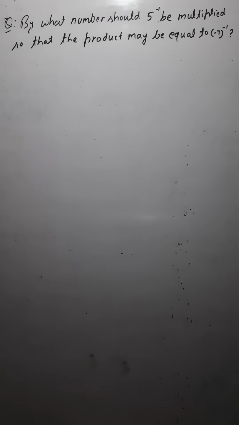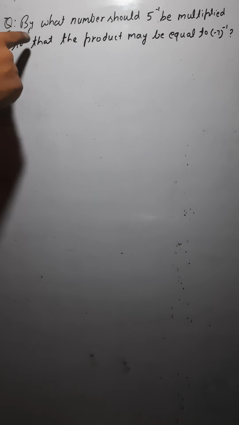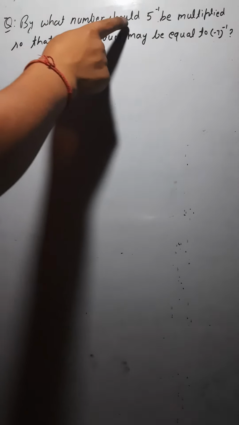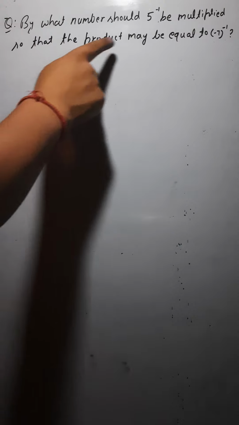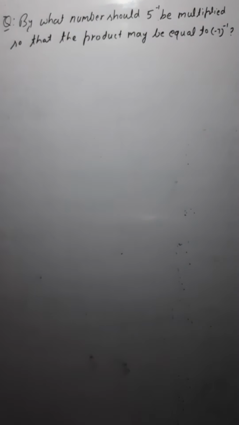Hello dear students, so now we would move ahead in this chapter number 2 of class 8th mathematics, that is powers. So here I have some new questions for you. Question number 1 is: by what number should 5 raised to the power minus 1 be multiplied so that the product may be equal to minus 7 raised to the power minus 1.